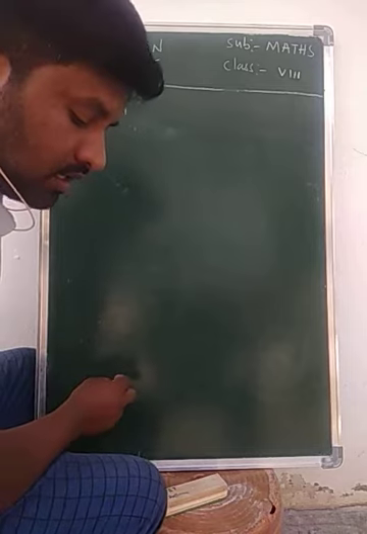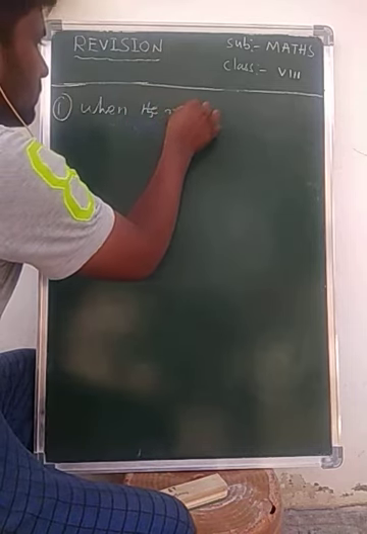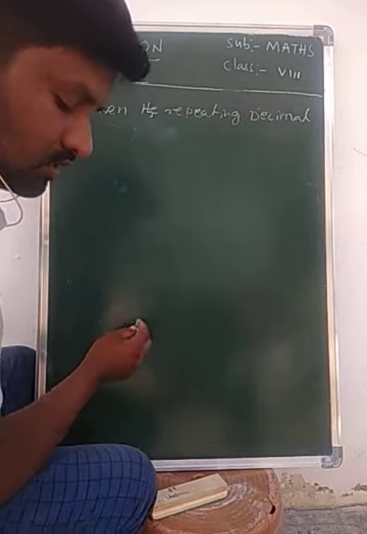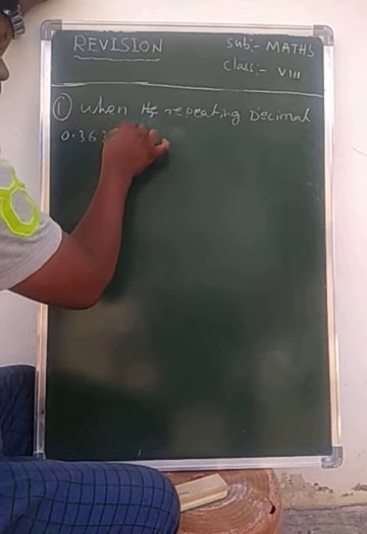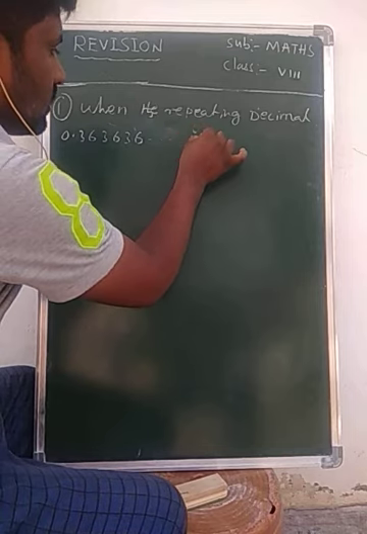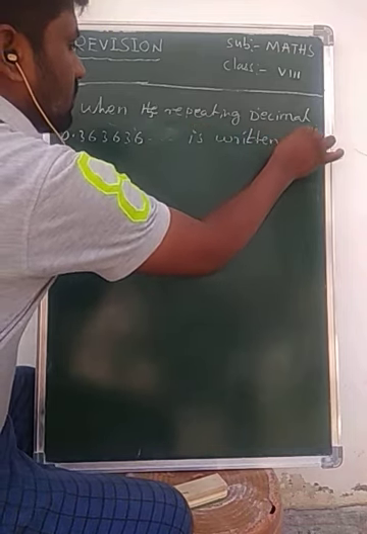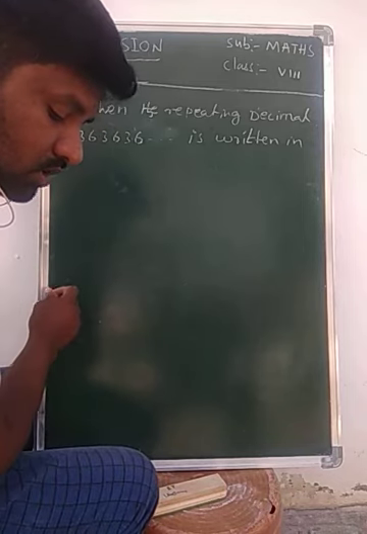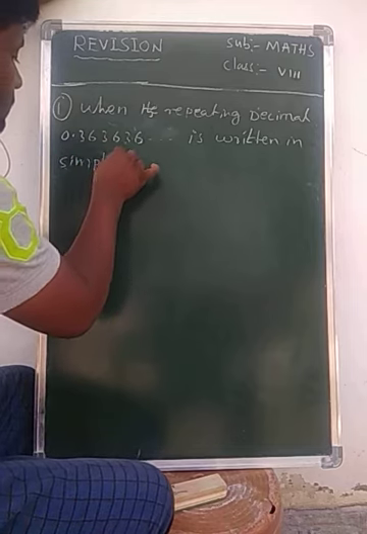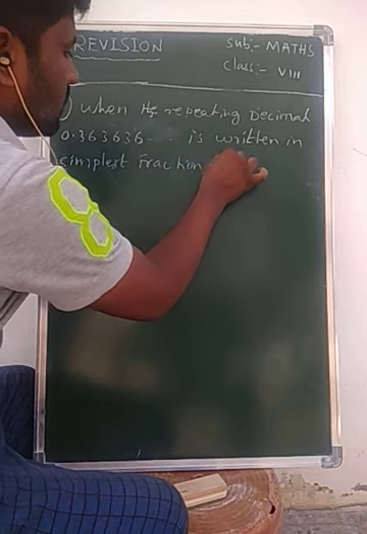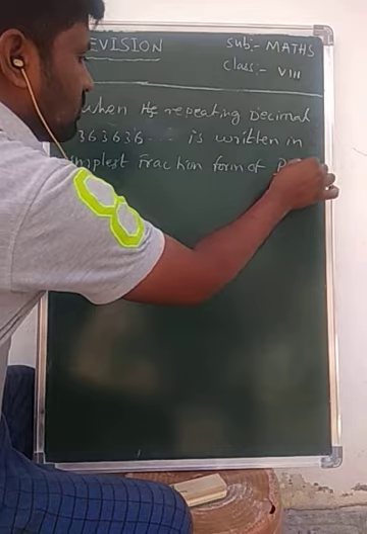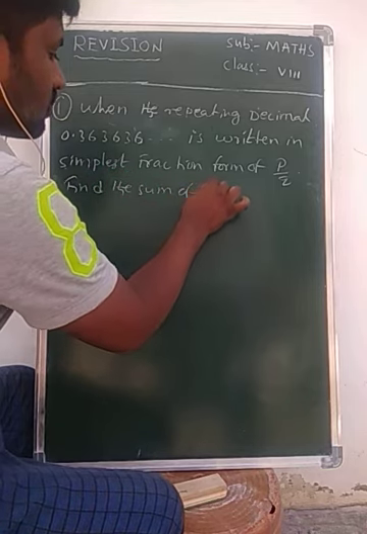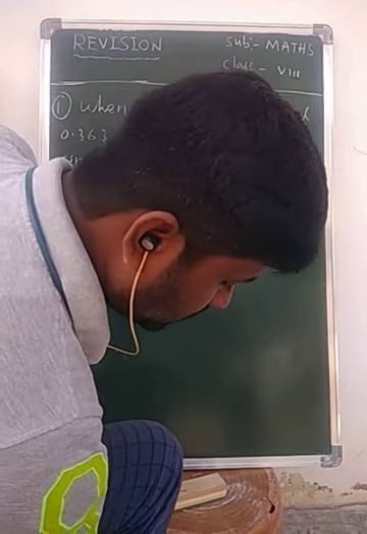When the repeating decimal 0.363636 and so on is written in P by Q form, in simplest fractional form of P by Q, find the sum of P plus Q. Okay, so this is the question.